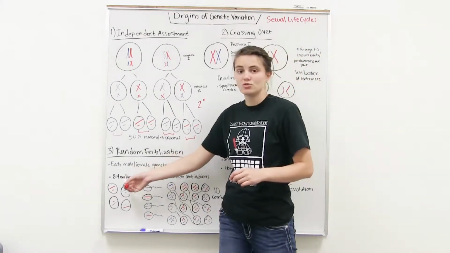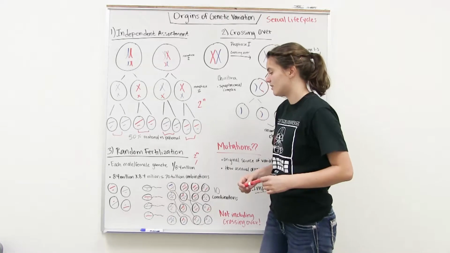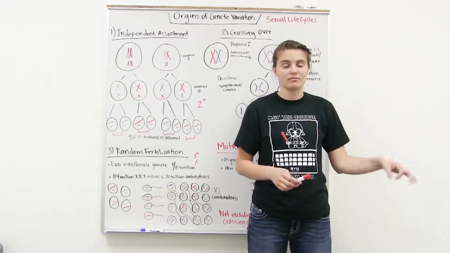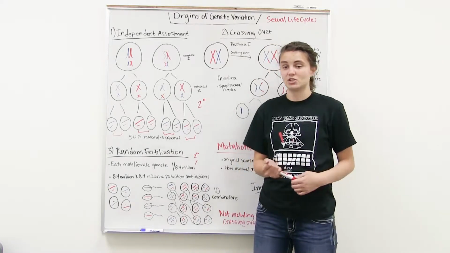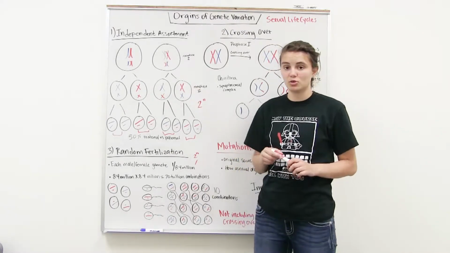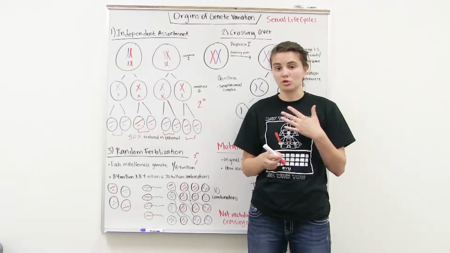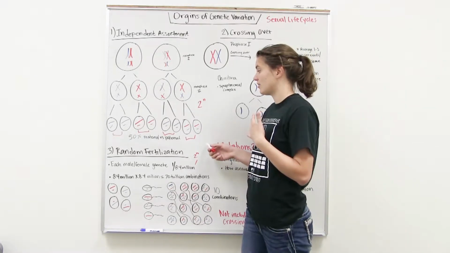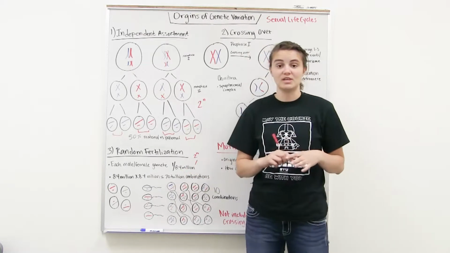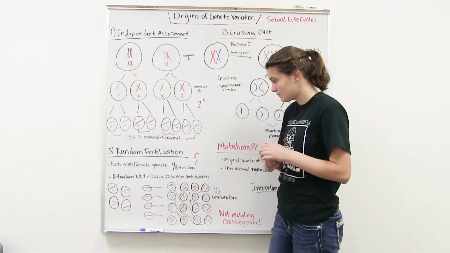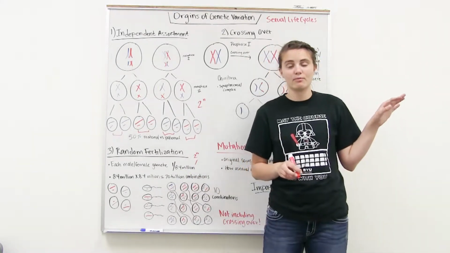So let's use humans as an example. Each male or female gamete, if you grab a random egg or sperm, is one of 8.4 million different combinations. And that's just using independent assortment, because as humans we have 23 chromosomes, and so if you take 2 to the 23rd to see how many different combinations you have, it's 8.4 million, which is a ton.